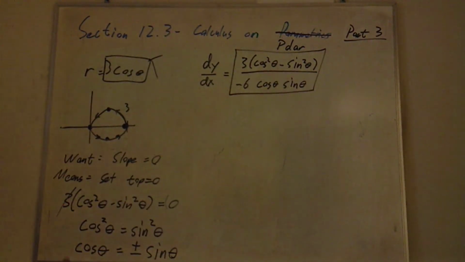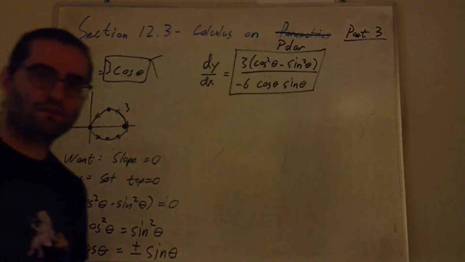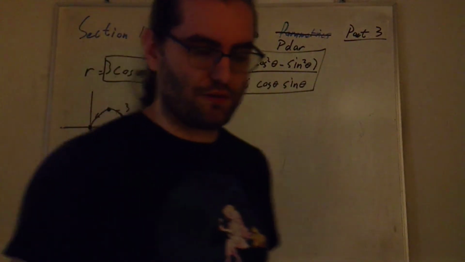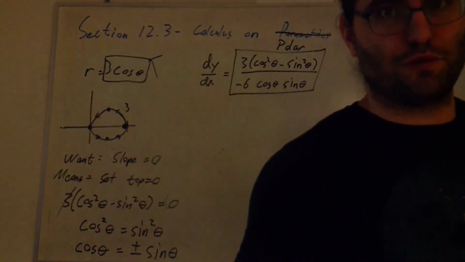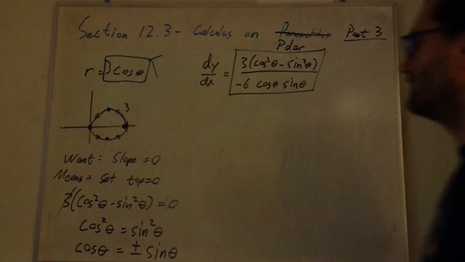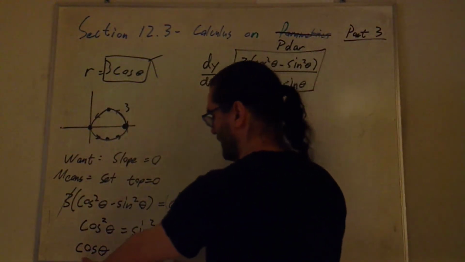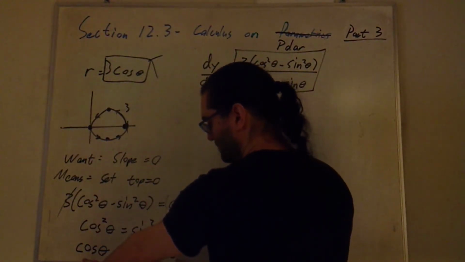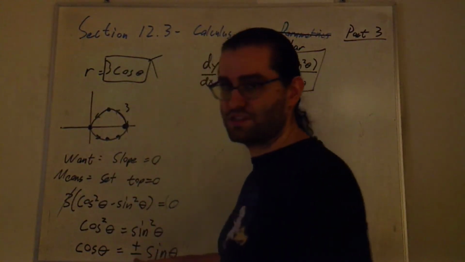You always have this plus or minus business when you take the square root of both sides of an equation. So I'm left with this: the cosine of theta equals positive or negative sine of theta. So we're looking, for those of you who are following along with your unit circles, which should be all of you, for angles for which the sine and cosine have the same value, but potentially a different sign.